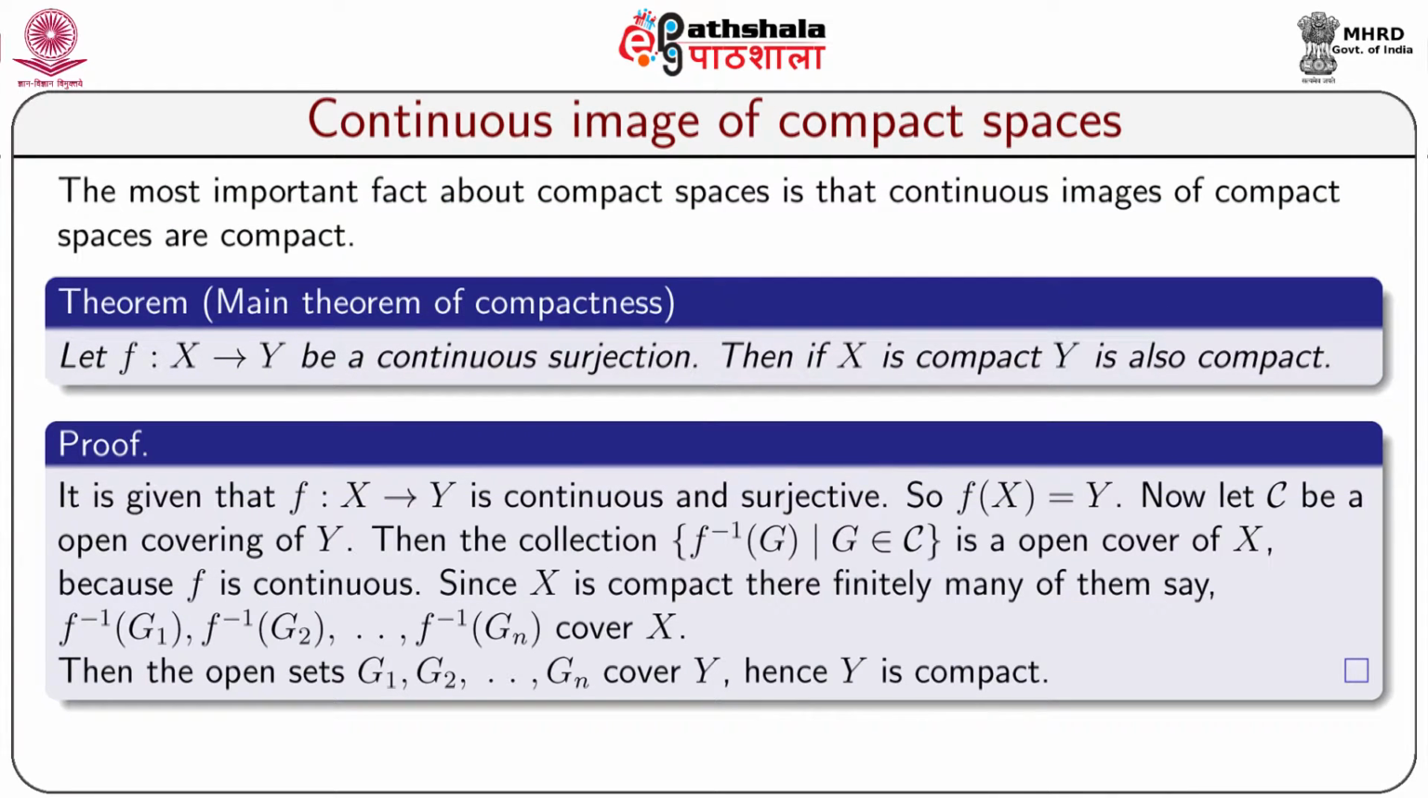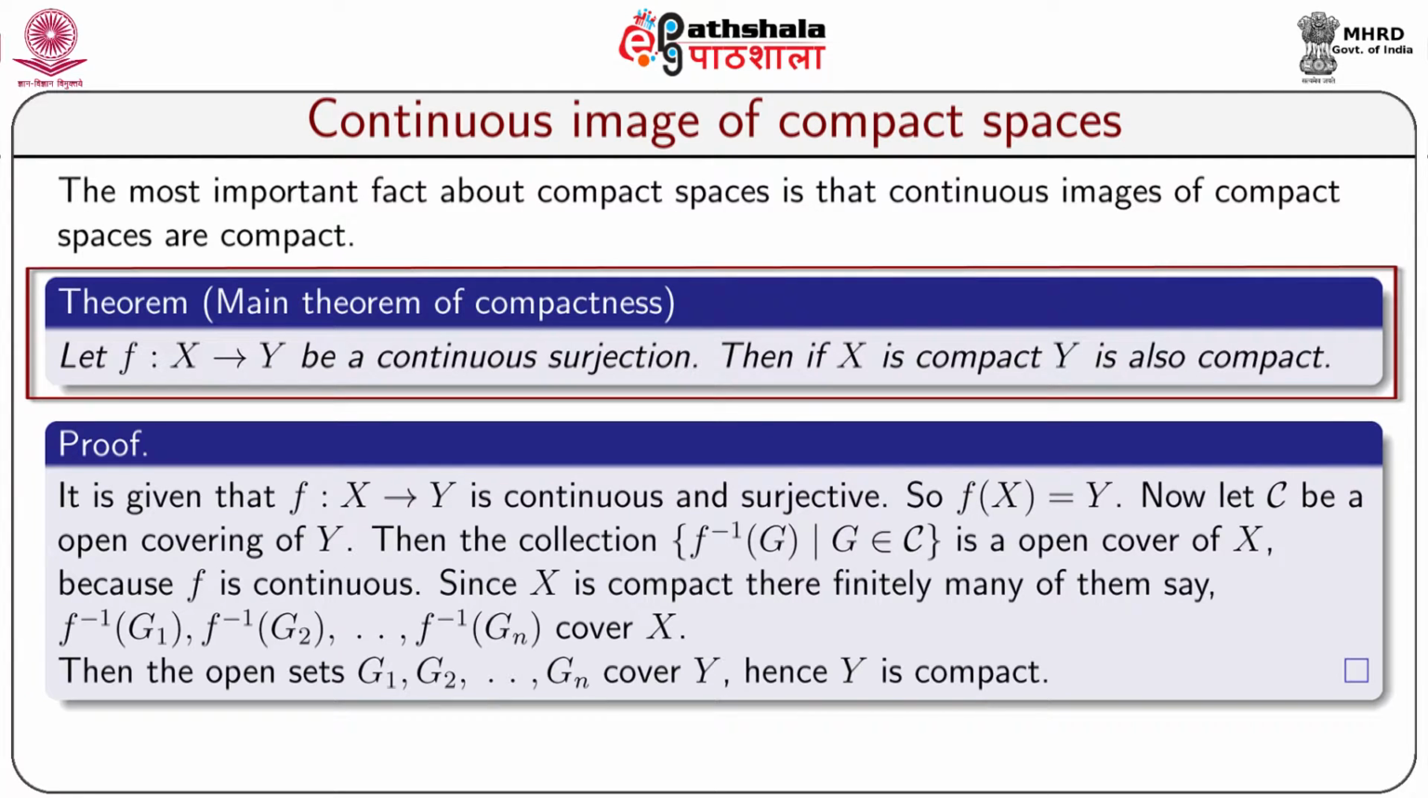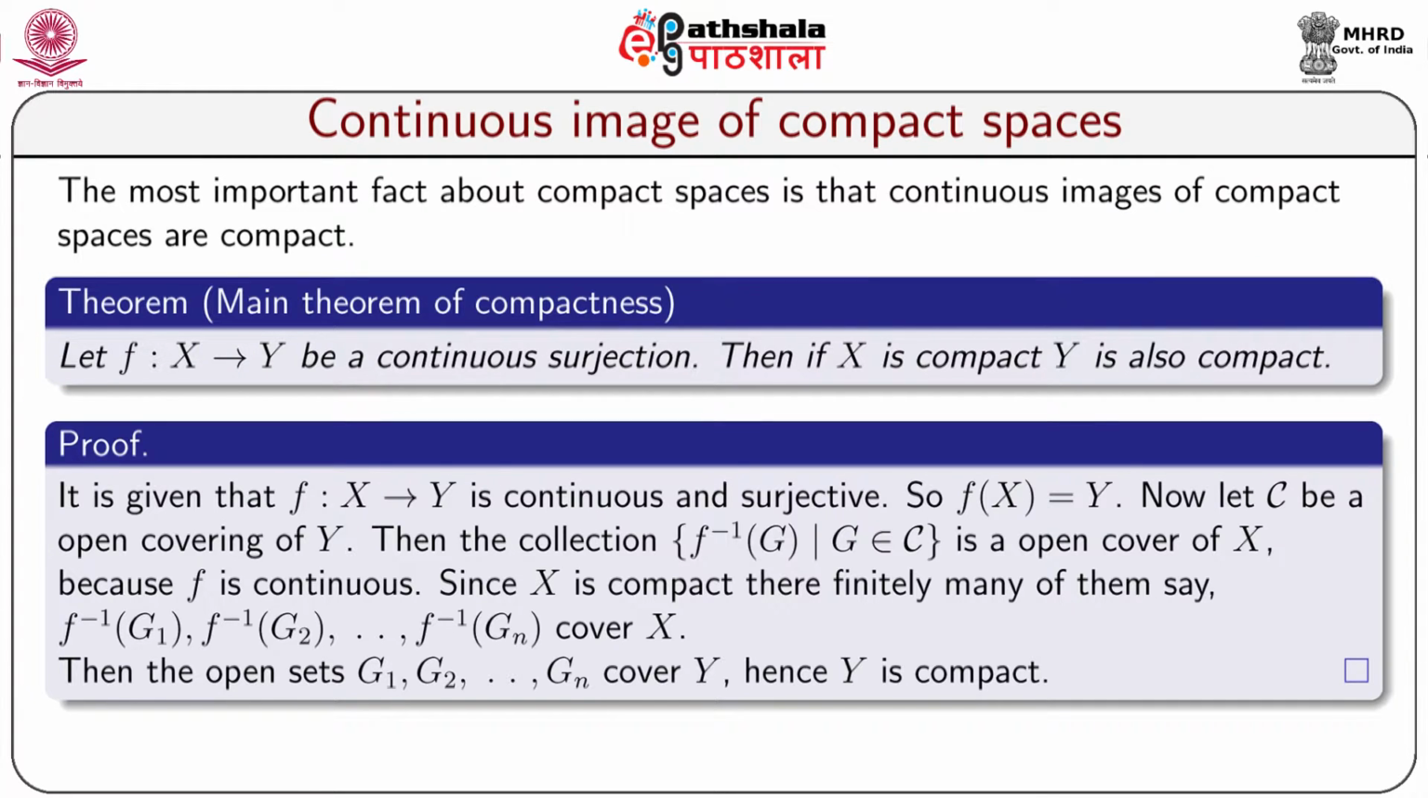So, this is an important theorem, or maybe the main theorem regarding compactness. If f from X to Y is a continuous surjection, then if X is compact, then Y is compact. That means the continuous image of a compact space is compact.